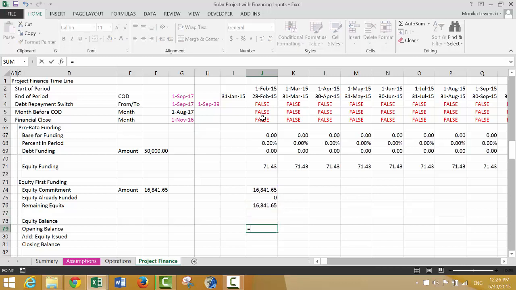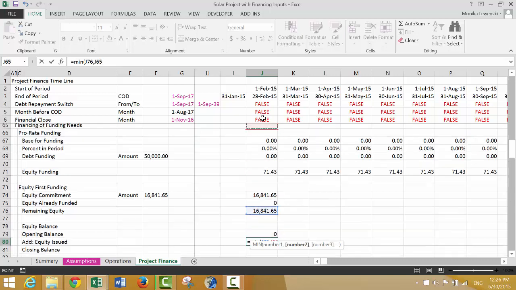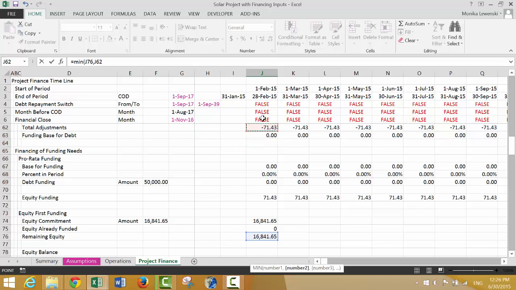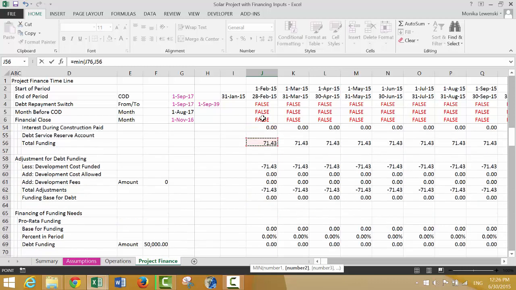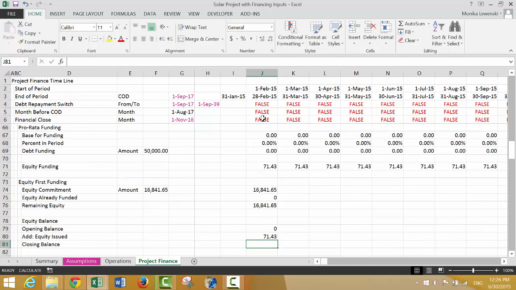We haven't done anything. Opening balance equals the closing balance, and here's the big trick. You put the minimum of the remaining balance or the funding needs. I hope we had the total funding needs here. Okay, that's what we can put.